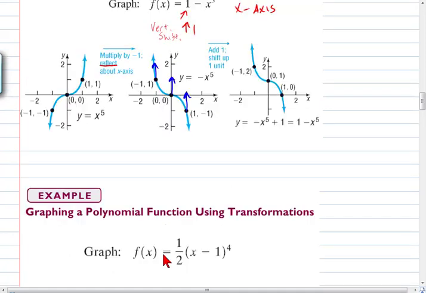This is an equal sign, not a minus. That just didn't come out real well. This equals 1/2 (x minus 1) to the 4th. What is your parent function? That's probably the first thing you want to do, is identify the parent function. So this is a power function.